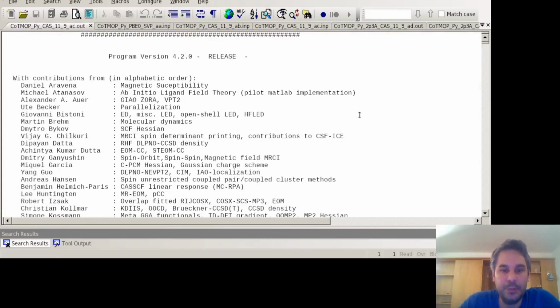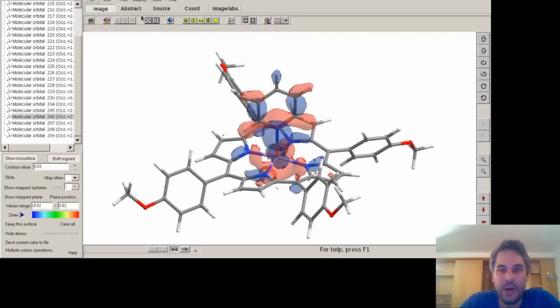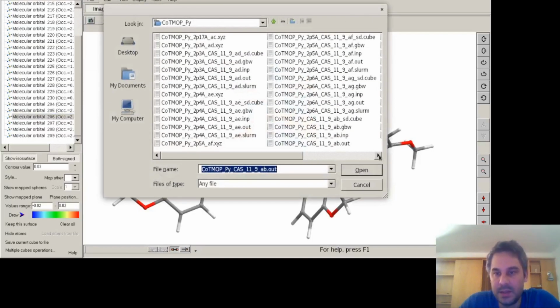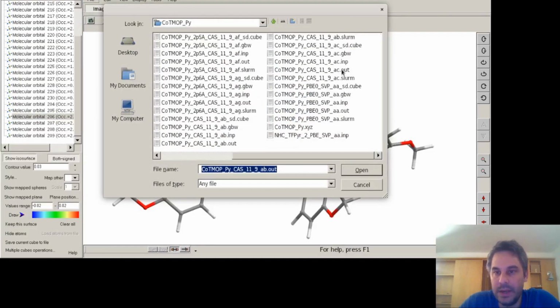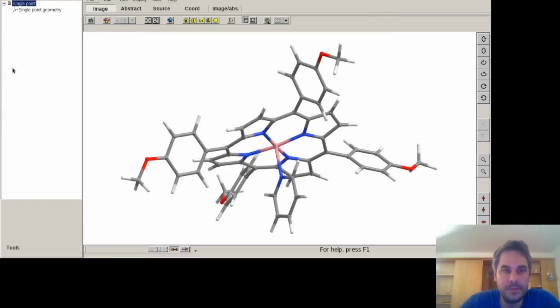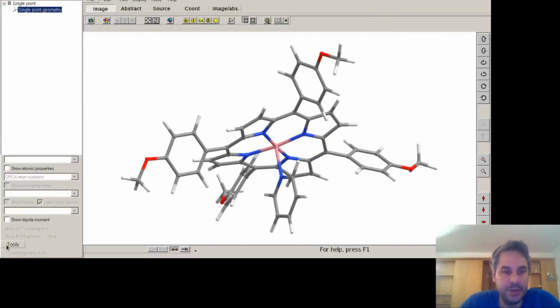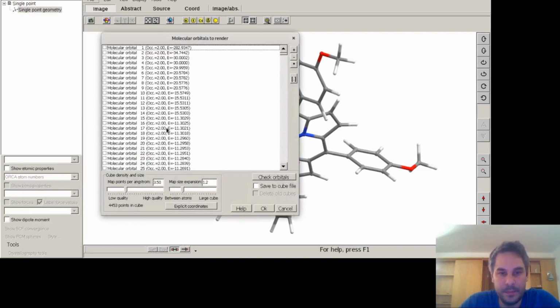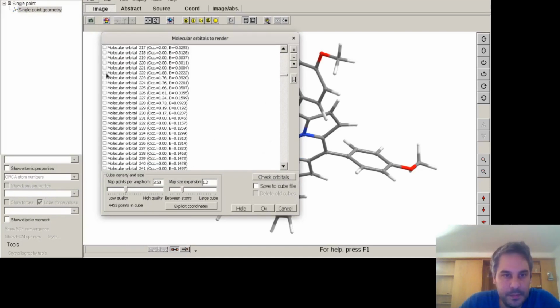So this is the output file, but before, we're going to look at the orbitals. So we go to ac.out, single point geometry, tools, and I will render the active space orbitals.